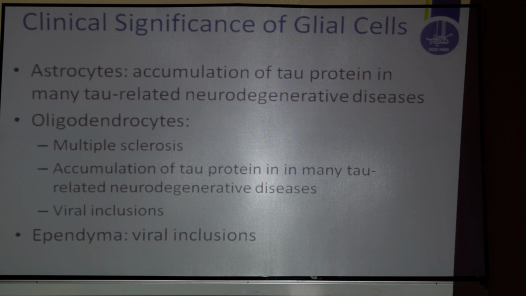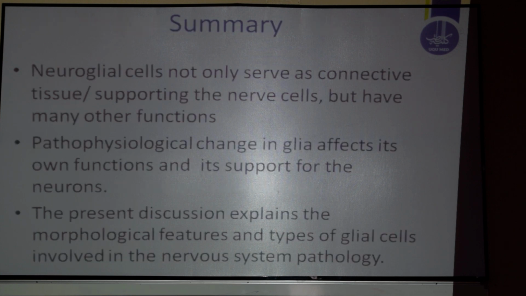Oligodendrocytes, this is repetition, are involved in MS. They are involved in accumulation of, again, tau, and viral inclusions also. And the ependymal cells have viral inclusions. So it means in neurodegenerative diseases, viral diseases, and many other aspects, glia is involved. Several types of glia. All right, they are finished.